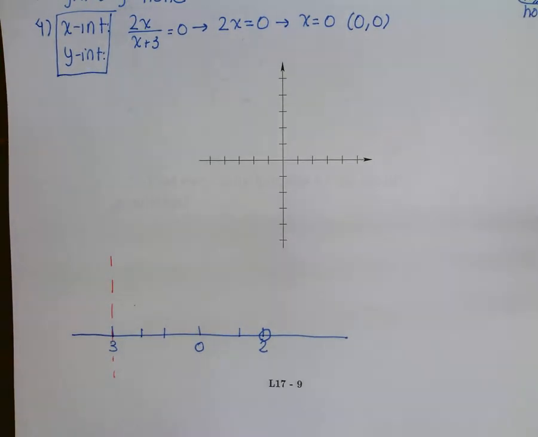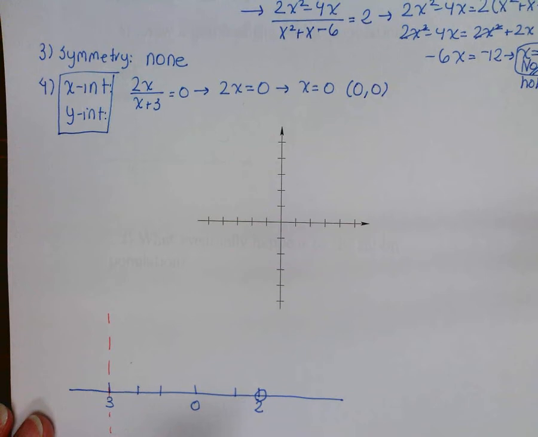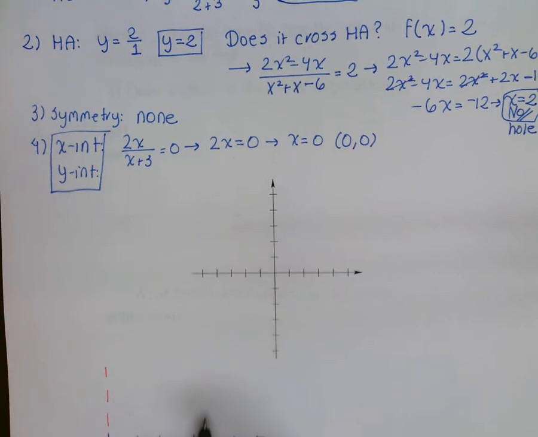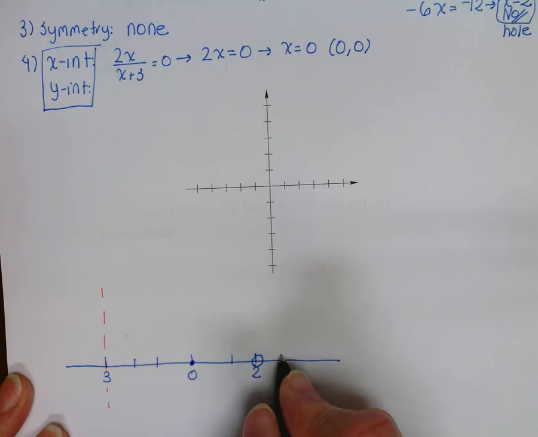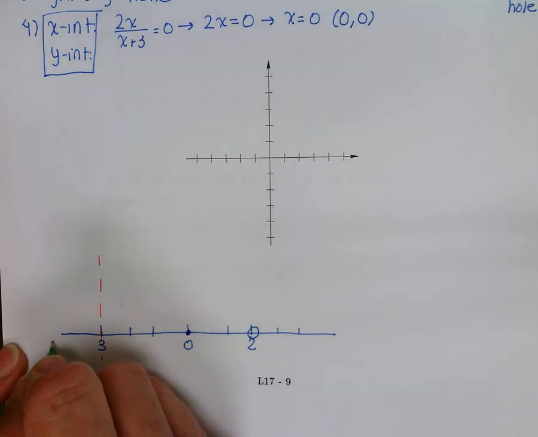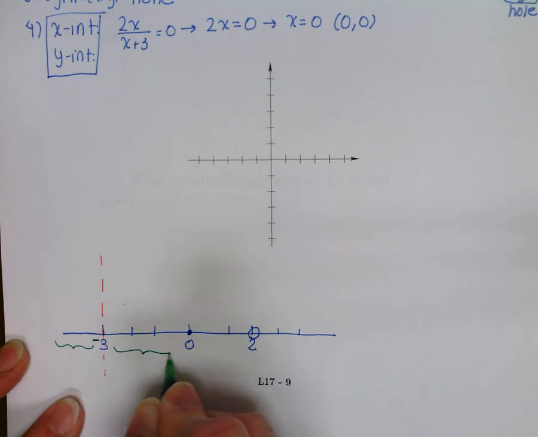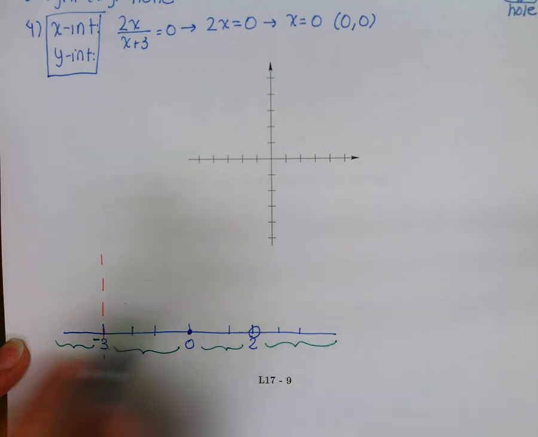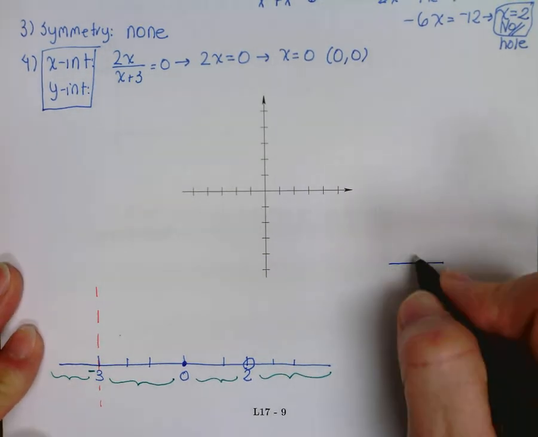Okay, do we have anything else on our number line? Not really, because the only 0 we had was 0 itself. So there's 1 zero, 1 vertical asymptote, 1 hole in the function. Those are the only values we need to check. So our intervals are up to negative 3, from negative 3 to 0, from 0 to 2, and from 2 to infinity.